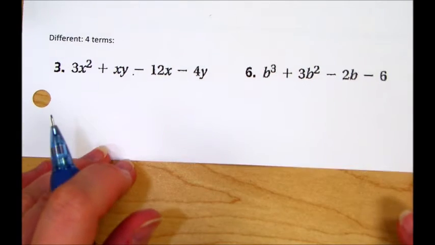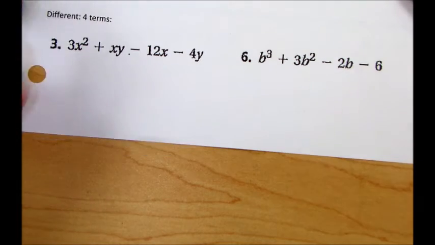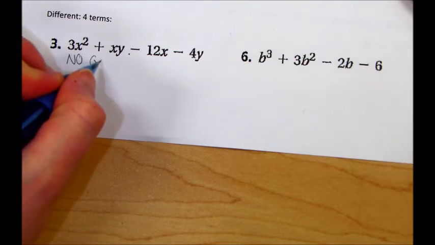The ones on the bottom are different because they are comprised of 4 terms. With these ones, you look for a GCF to start with. Notice there is no GCF.